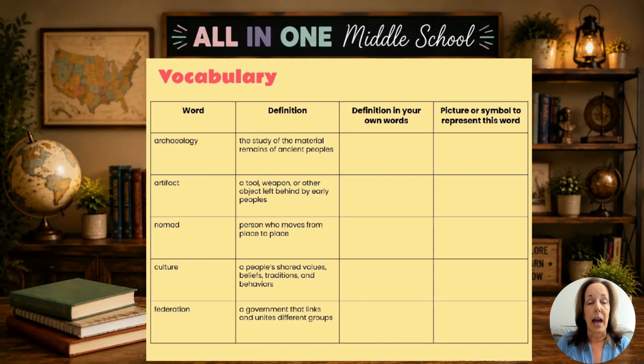We have some vocabulary that we'll be going over in the lesson. We'll be explaining each of these words as we go through, and the definition will be contained within the slideshow. If you would like to complete a vocabulary lesson, put the definitions into your own words and create a picture or symbol to represent what it means. Don't make a big, elaborate picture. Just make a symbol to represent it.